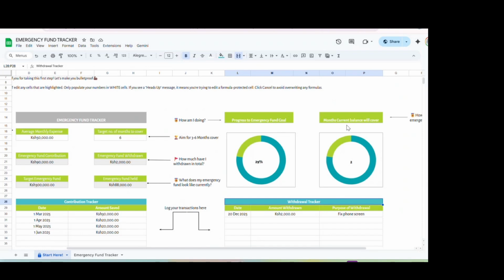What does this mean? So ideally, I'm trying to aim for 6 months, but right now where I'm at, based on the emergency fund held, it can only cover me for, let's say, 2 months.